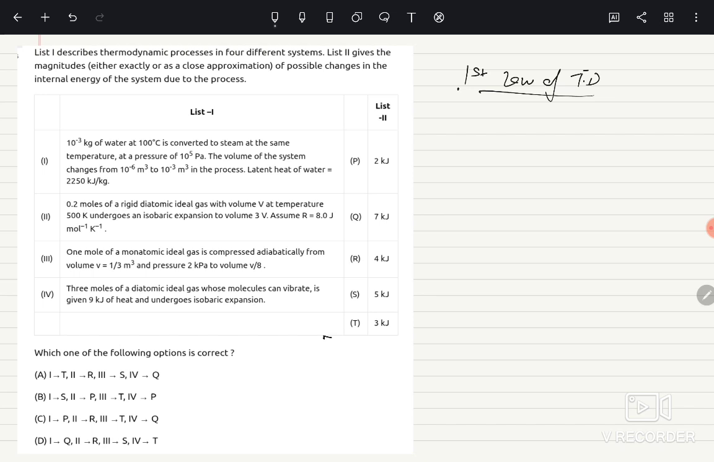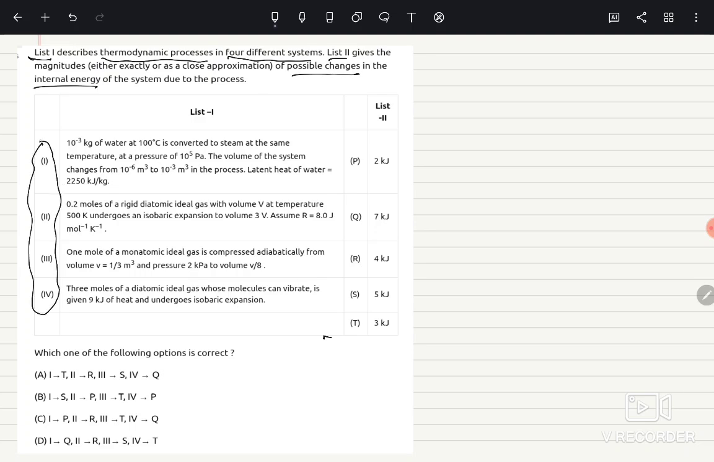This question is of the match the following type, in which List 1 gives the thermodynamic processes of 4 different systems and List 2 gives the magnitude of possible changes in internal energy. So we have to calculate the change in internal energy for these 4 thermodynamic processes and match them with List 2.